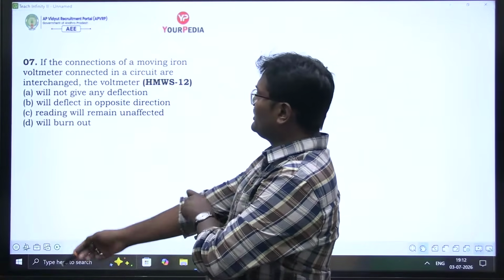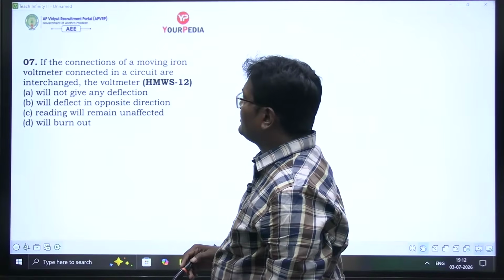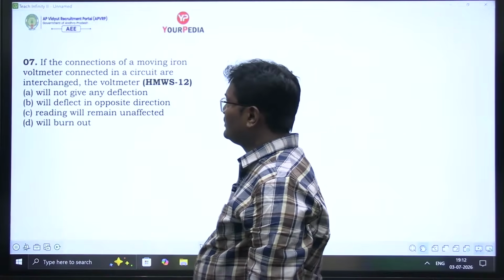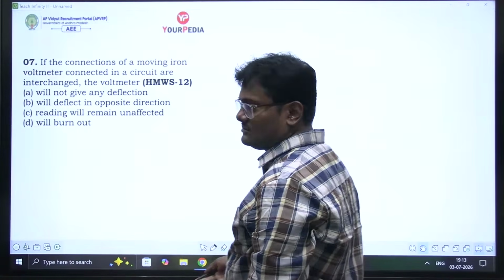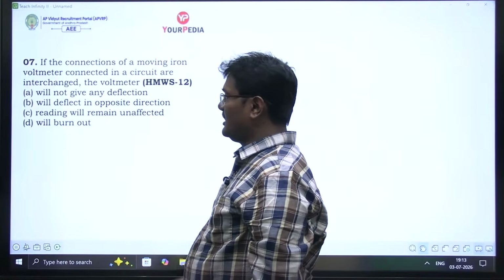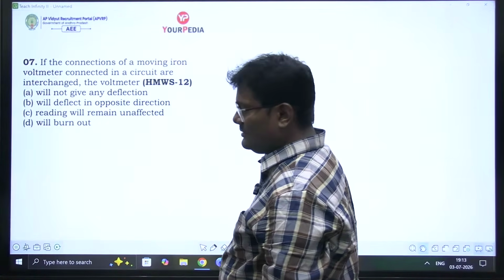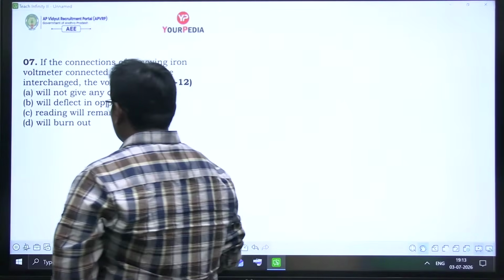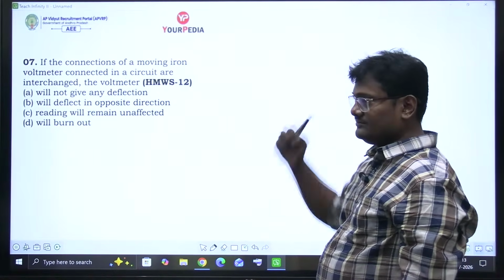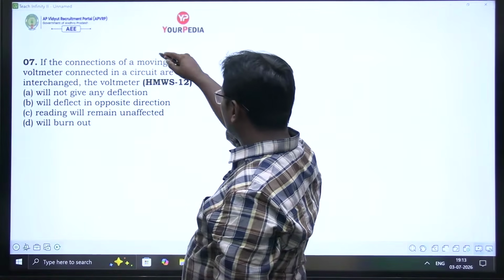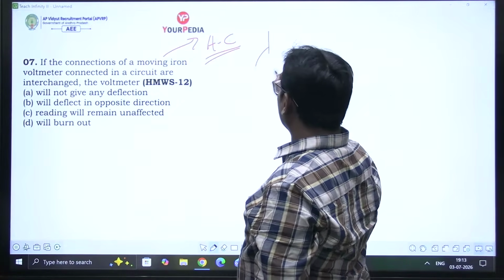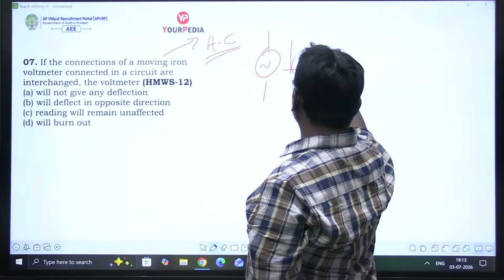If the connections of a moving iron voltmeter connected in a circuit are interchanged, then the voltmeter will not give any deflection, will deflect in opposite direction, will remain unaffected, or will burn out. Is it B? Check. Moving iron is used specifically for AC, with a positive cycle as well as a negative cycle.